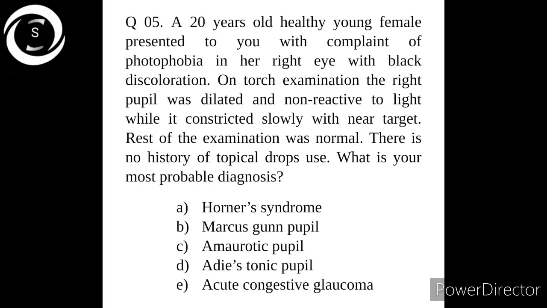Now 5th question, a 20 years old healthy young female presented with complaint of photophobia, sensitivity to bright light in her right eye with black discoloration. On torch examination, the right pupil is dilated and non-reactive to light, but when the person sees near, it constricts. So not reactive to light and reactive to accommodation, that is Adie's tonic pupil.